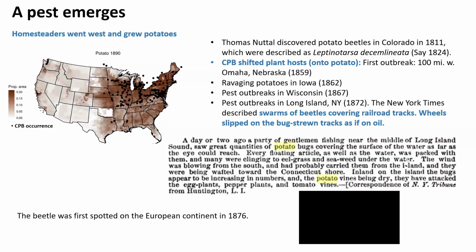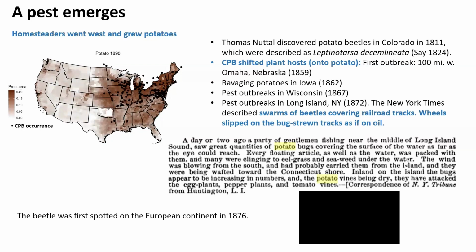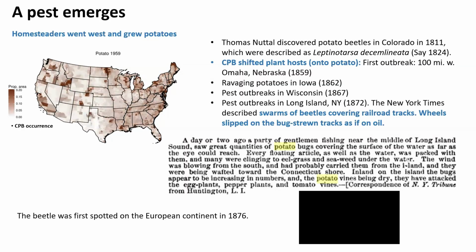Within just a few years, it's already in Iowa. A few years more, it's Wisconsin. A few years more, it's in Long Island, New York. We think that it came over on the rail tracks because there's descriptions of bugs swarming on the rail tracks and the rail cars literally slipping on the masses of beetles that were pouring out of the rail cars. So what they would do is they'd load potatoes onto those rail cars from the west, send them back to the population centers on the east. And this is how the potato beetle starts to get moved across the country in mass numbers.